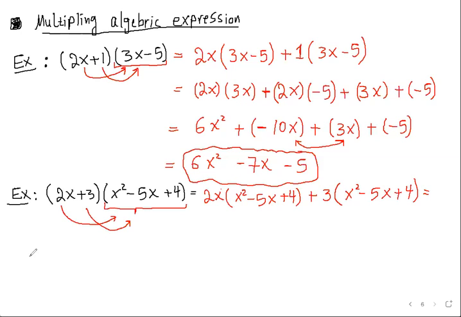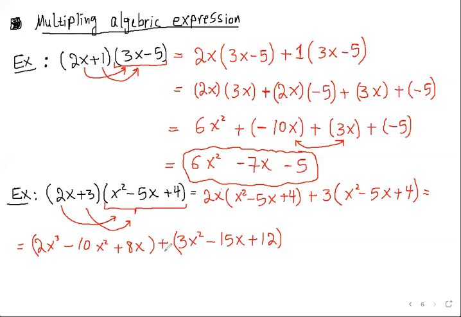Then what do you do? Distribute this again. What is the answer? So 2x to the third, minus 10x squared, plus 8x. This is done. Second term, 3 times this one, so 3x squared, minus 15x, plus 12.